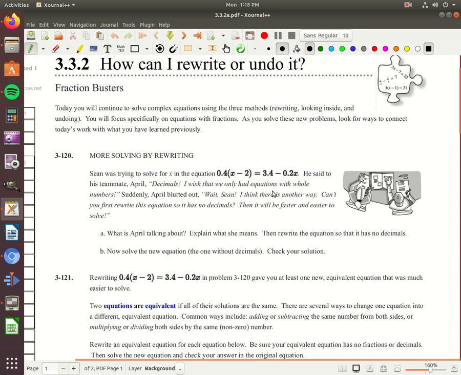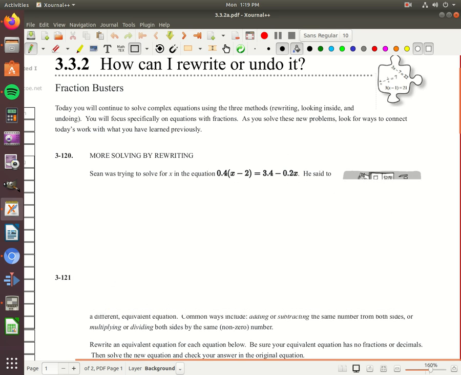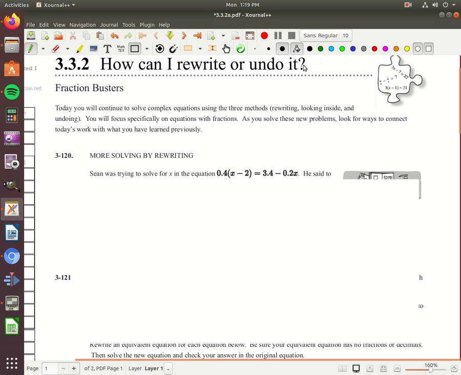Sean gets this problem. He says, I hate decimals. I think we can get rid of them. Do this problem without decimals. Just multiply everything by 10 and get rid of the decimals, right? So here's the question. If we're going to rewrite this by getting rid of the decimals, is this going to be option A or option B?